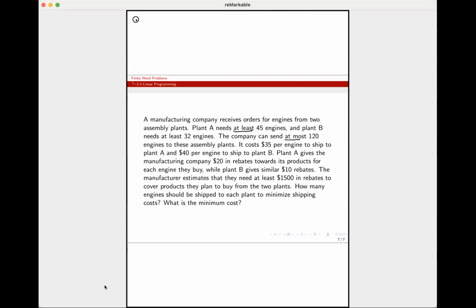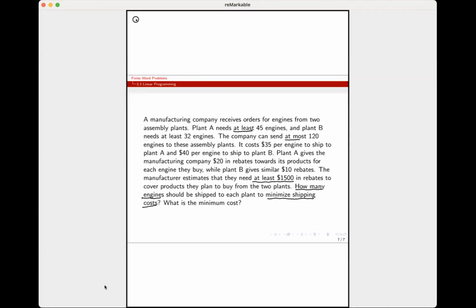So the company can send at most 120 engines to these assembly plants. It gives us the cost per engine to ship to plant A, and then the cost per engine to ship to plant B. Let's see, plant A gives some rebates, and so does plant B. And the manufacturer estimates they need at least $1,500. So again, that's going to be a constraint, right? Because I see that at least statement. Okay, so here's the question. How many engines should be shipped to each plant to minimize shipping costs?